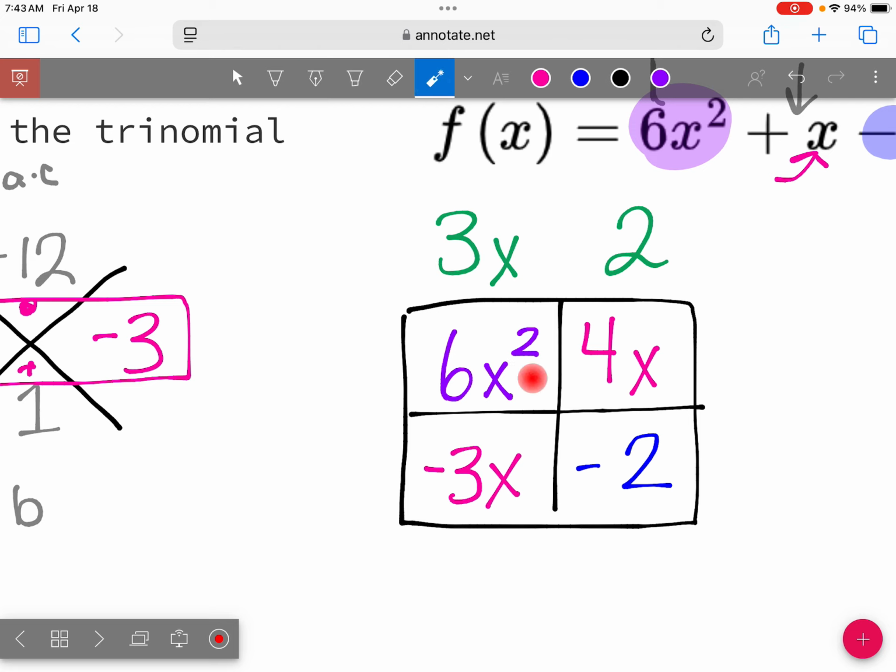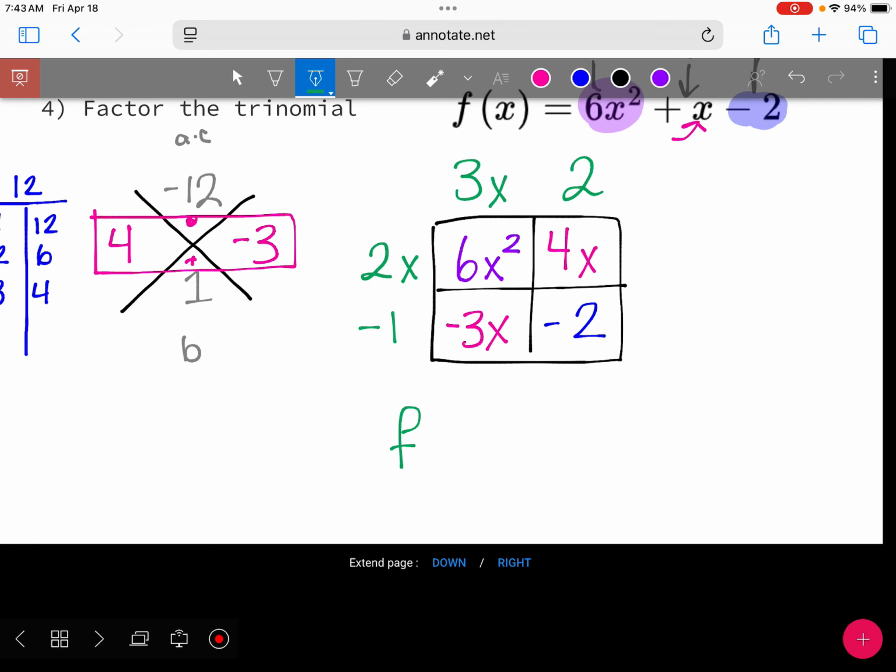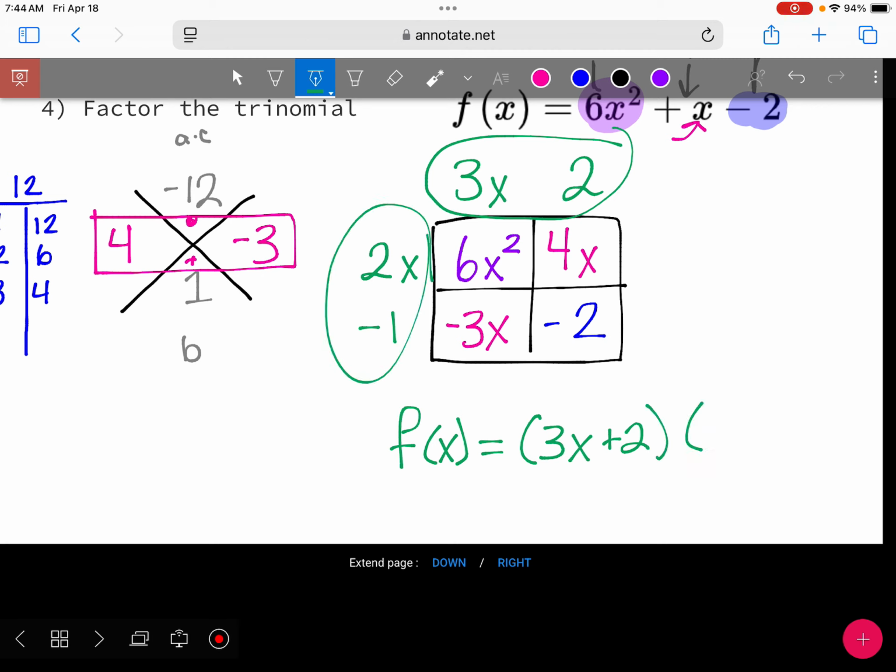So let's look at our top row, 6x squared and 4x. What do they have in common? 2 and x. And then on our bottom row, -3x and -2. -1, good. So our factored form here for our f of x is this guy on the top, our 3x plus 2, and this guy on the side, our 2x minus 1.